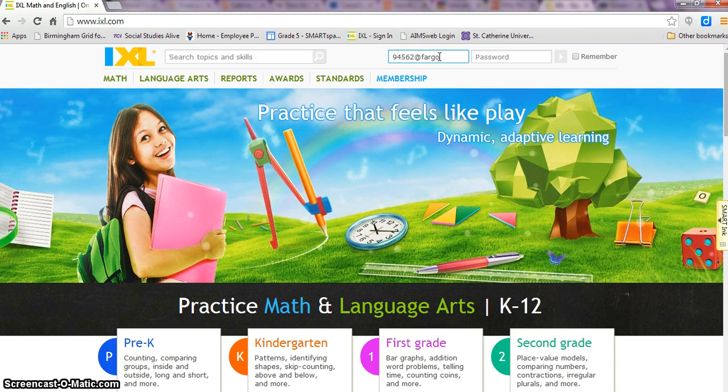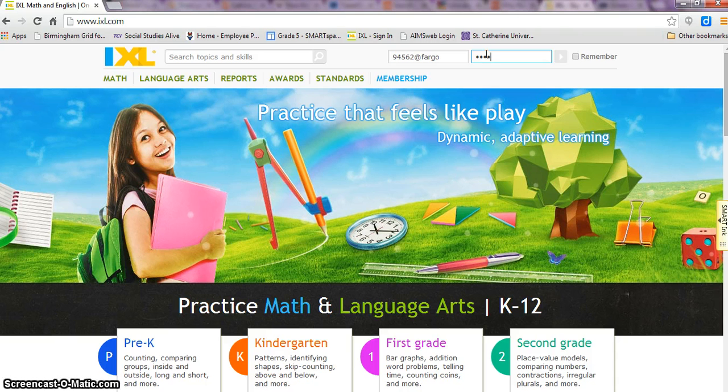This login page that we're on right now is the general iXL.com login page. There is a Fargo login page, and if it says Fargo already on there, you don't need to put it. But since this is just regular iXL.com, you're going to need to put @Fargo as part of the username.